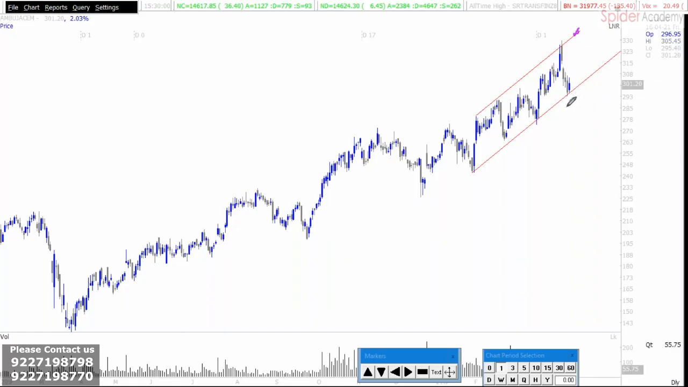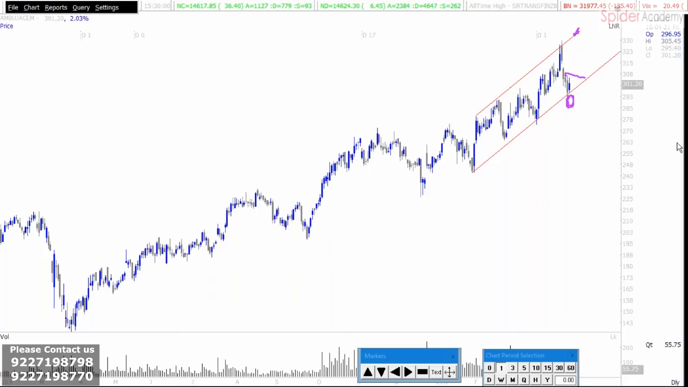Personally, how I look at these setups is that, as I said, being a momentum trader, I look for shorting opportunities in a rising channel. So for me, if this stock gives a breakdown below this particular support line, I would have gone short, and maybe I will keep a stop loss somewhere around here.